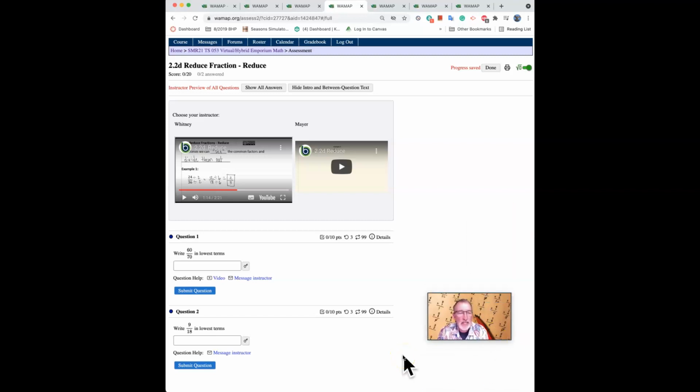We're going to take a look at reducing fractions using a kind of hit or miss method. I really like using the prime factorization method, but you can also get there just by dividing the numbers by common factors that you can guess as you go. So let's take a look at this first one. Write 60 over 70 in lowest terms.